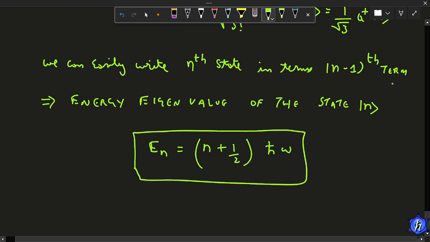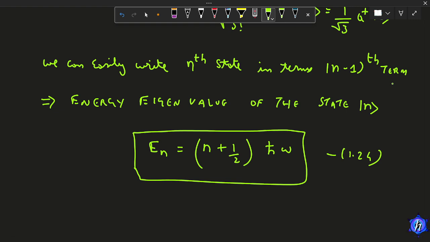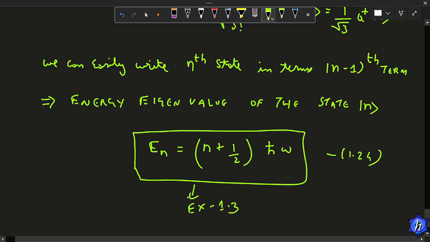So this is one of the most important equations. So how do I obtain this? The detailed solution of this we will do in exercise 1.3.